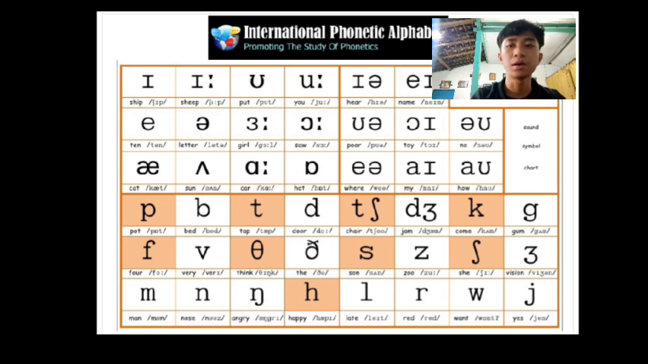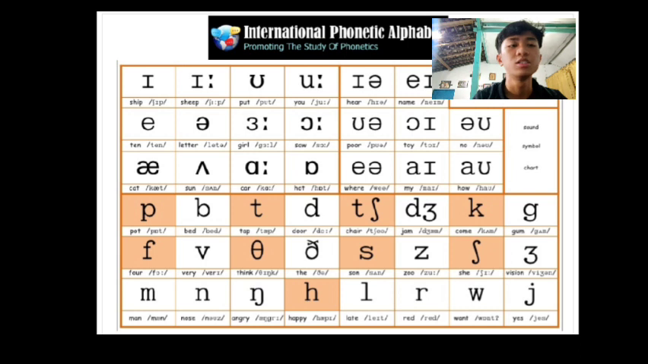I'm going to explain about consonants. First is P sound, for example, pot. Next, B sound, for example, bad. Next, T sound, for example, tap. Next, D sound, for example, door.